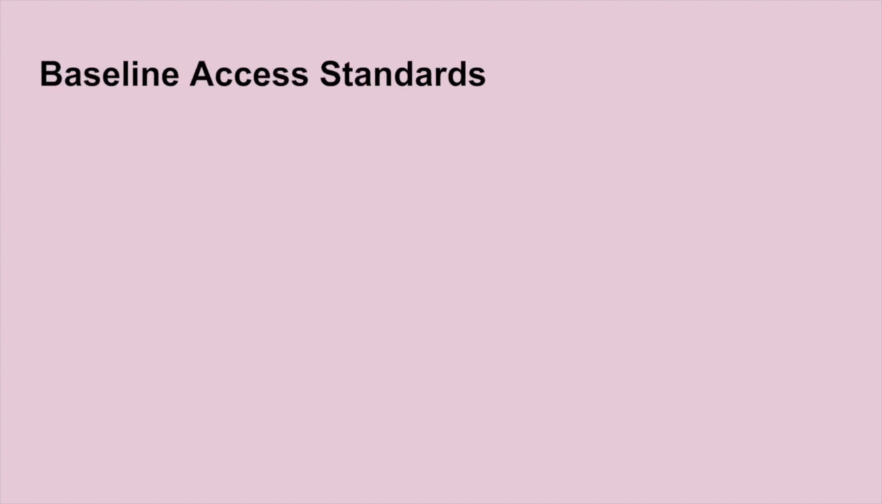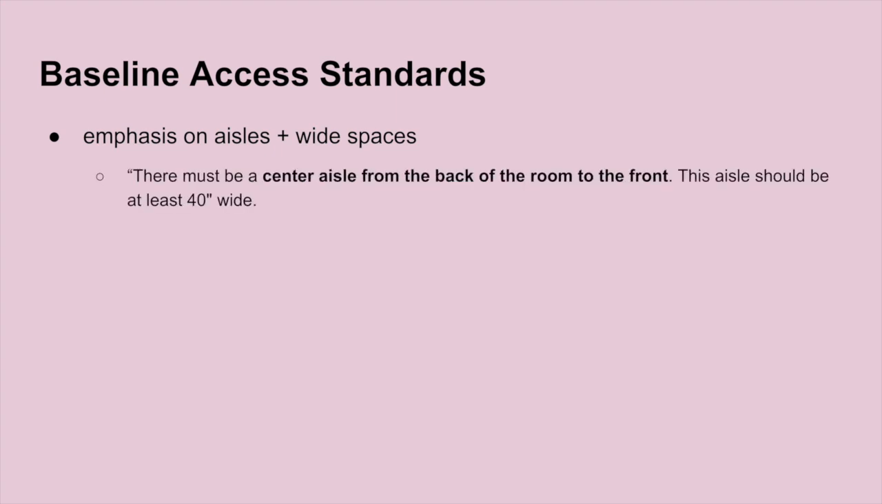Baseline access standards. These standards are on the DRC website and emphasize aisles and wide spaces. These are helpful for mobility device users, people with chronic pain or illness, people with movement disorders, people with anxiety, and many others. There must be a center aisle from the back of the room to the front. This aisle should be at least 40 inches wide. The space between rows of desks should be at least 36 inches wide.